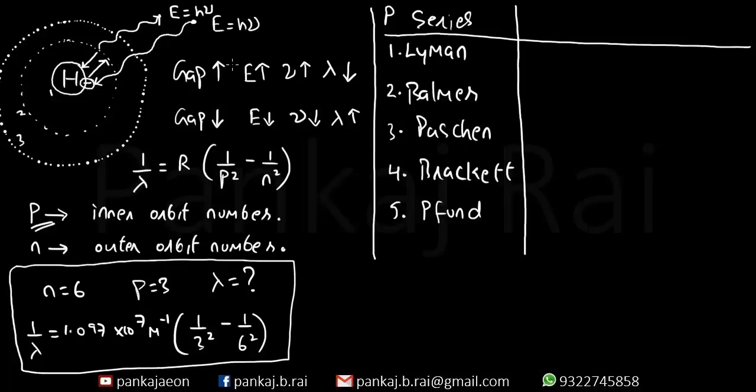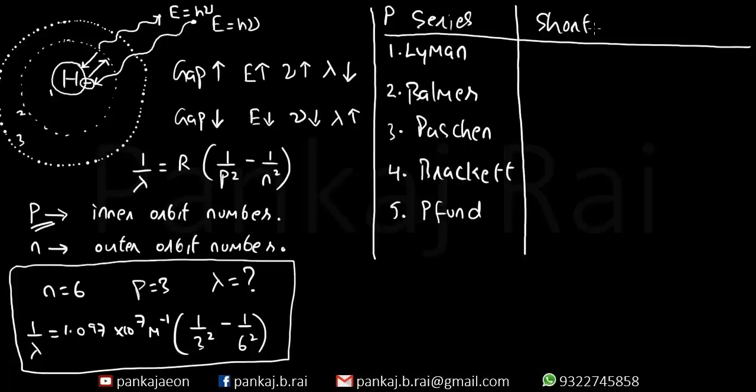Now if you remember, if the gap is larger, that is, the transition is from a very higher orbit to a very lower orbit, then the wavelength will be less. And if the gap is very small, then the wavelength will be greatest or the longest. Now let's say I have to explain what the shortest and the longest wavelength of Lyman series are. Okay, so let us discuss that.